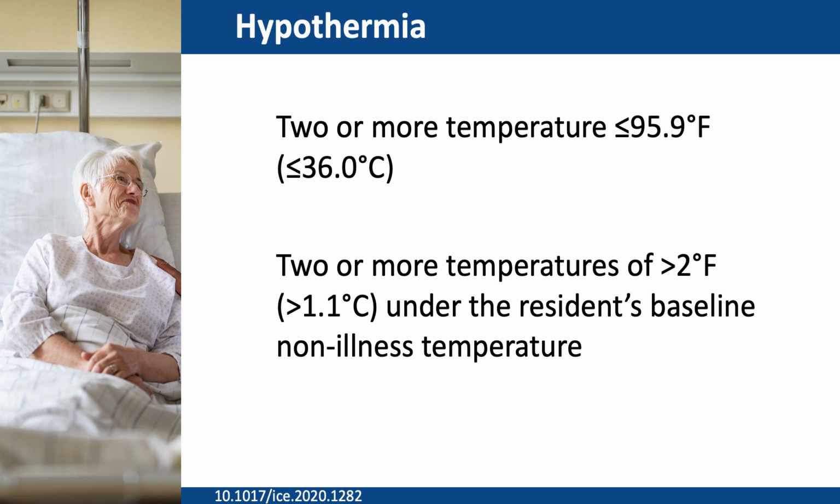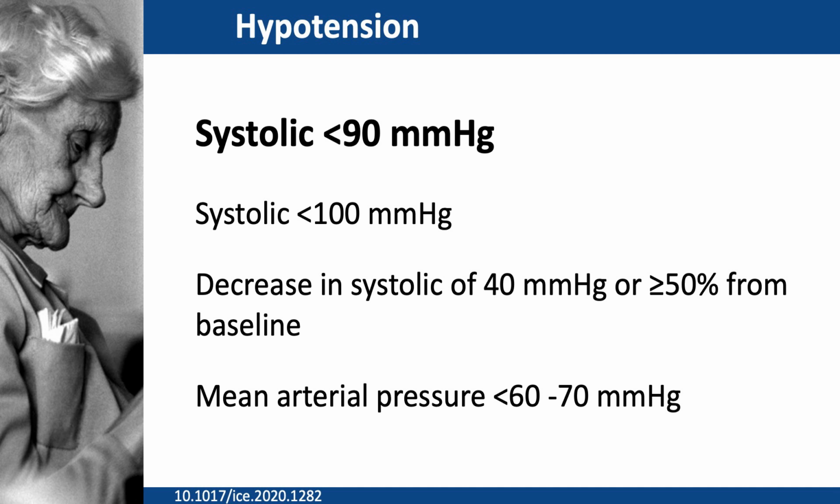And then finally, hypotension. We went back and forth on this a whole bunch as we talked about it. And so we wound up with kind of, and I wish we didn't, but here we are, 2 thresholds. The one that was preferred was a systolic of less than 90 millimeters of mercury. But we can also go with less than 100. Or you can do a decrease in their baseline, or a mean arterial pressure of 60 to 70.